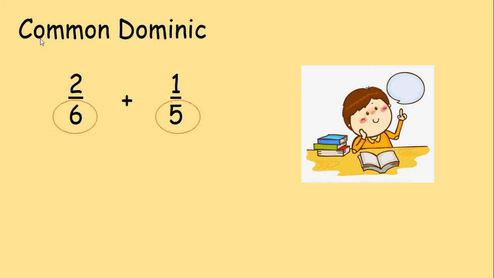Well done. Again, I need to find the common denominator of 6 and 5. I know that if I multiply these two numbers together, the answer will give me 30. Therefore, I need to multiply 2/6, the numerator and the denominator, by 5. 5 multiplied by 2 gives me 10, and 6 multiplied by 5 gives me 30. My new fraction is 10/30ths.